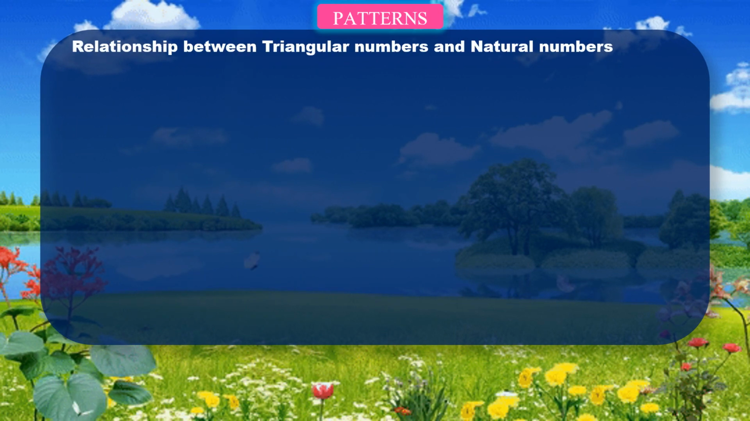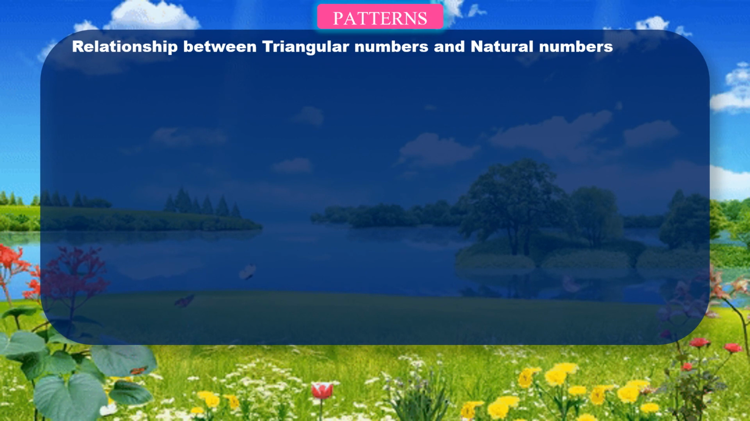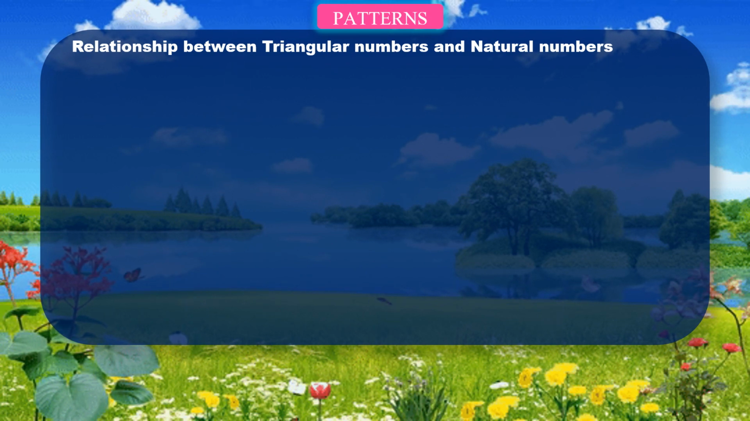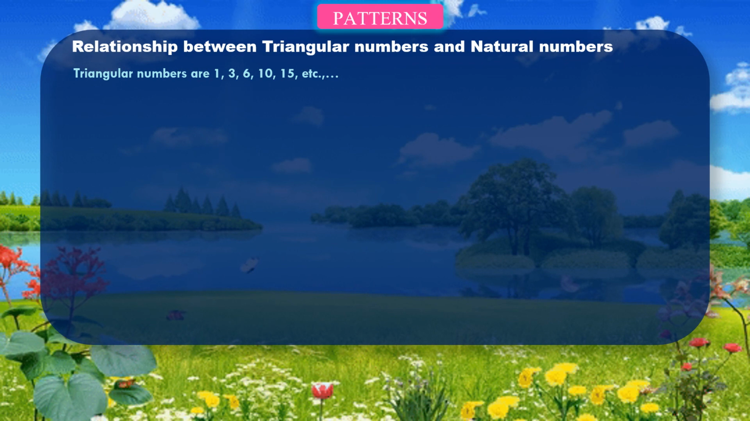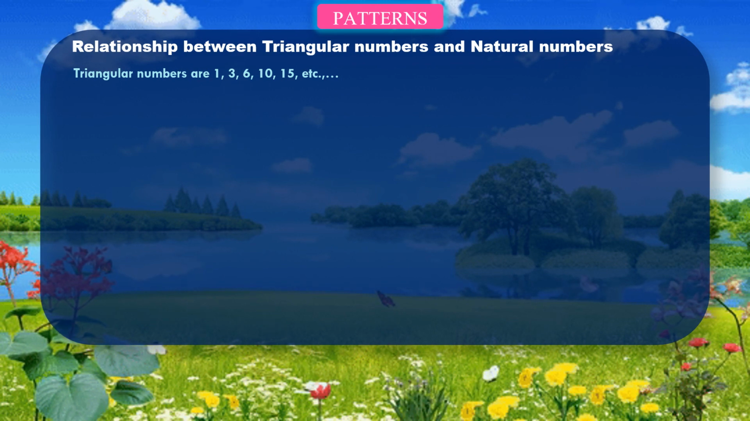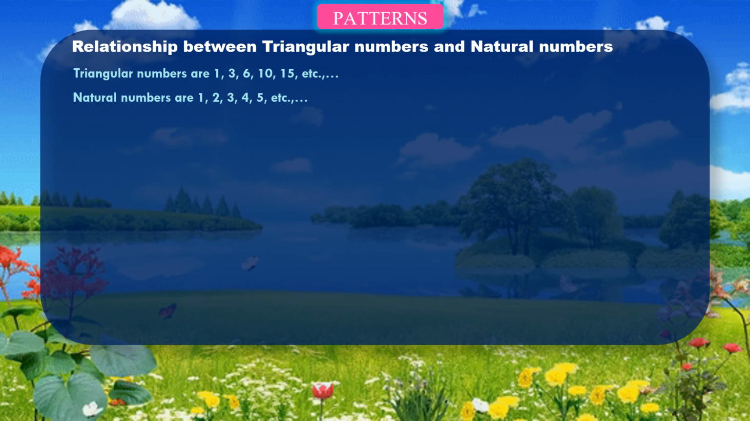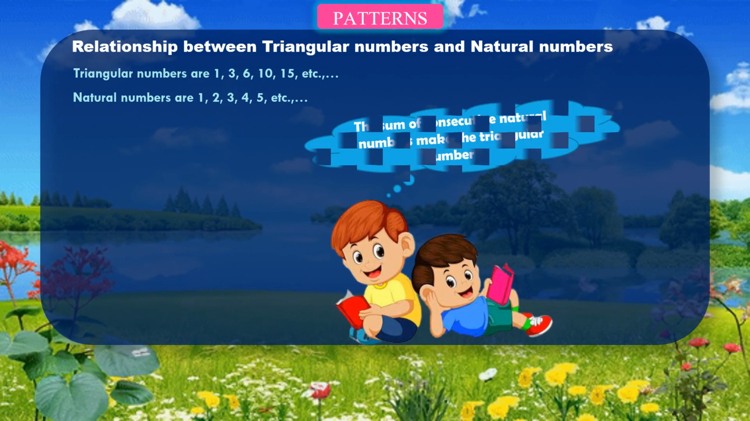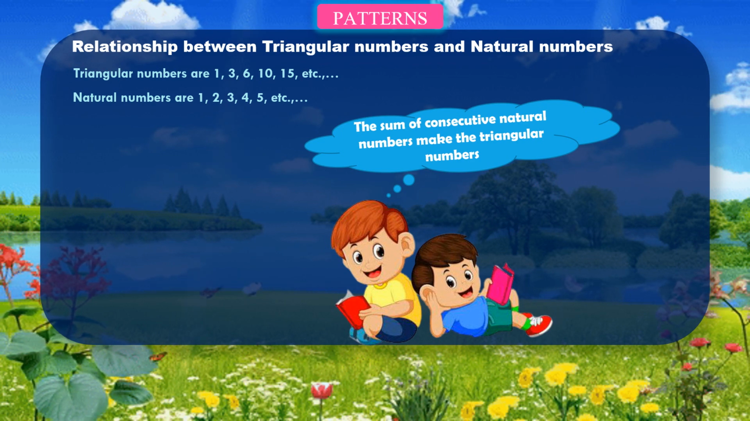Relationship between triangular numbers and natural numbers. Children, just before, we learned about triangular numbers. Do you remember that? Yes, triangular numbers are 1, 3, 6, 10, 15, etc. And the natural numbers are 1, 2, 3, 4, 5, etc. How can we get the triangular numbers? The sum of consecutive natural numbers makes the triangular numbers.